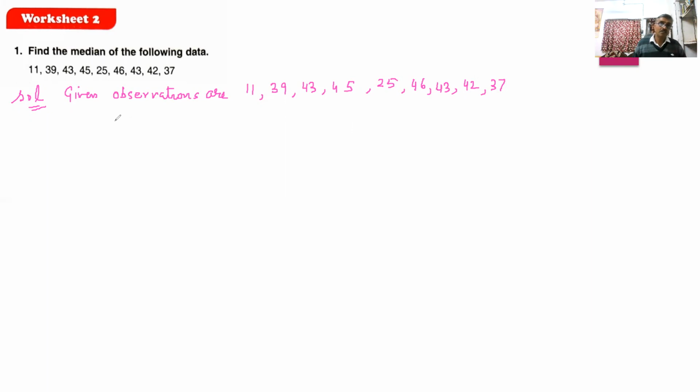We will arrange them in ascending order.